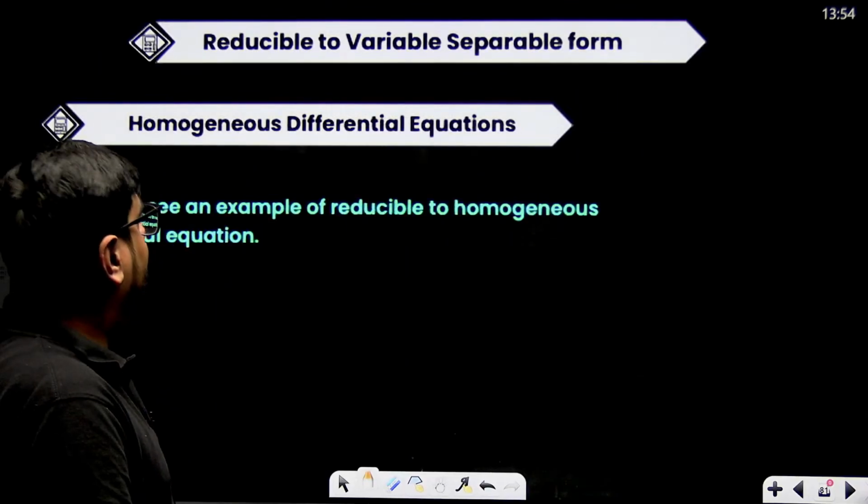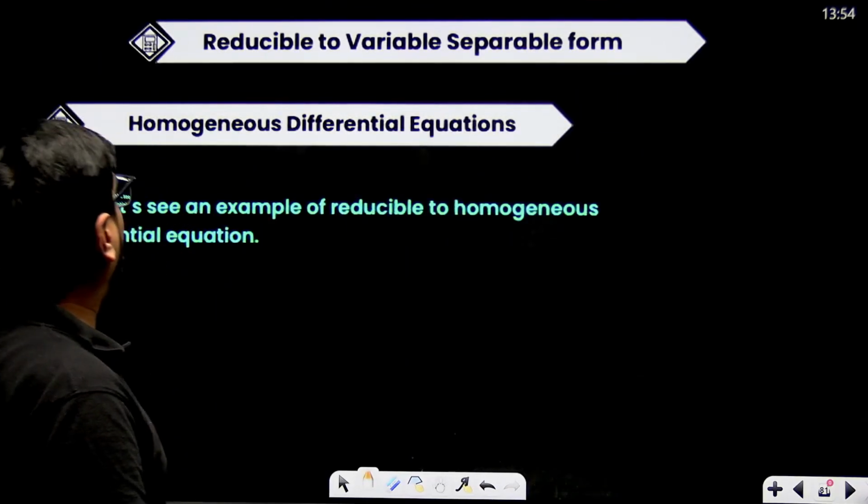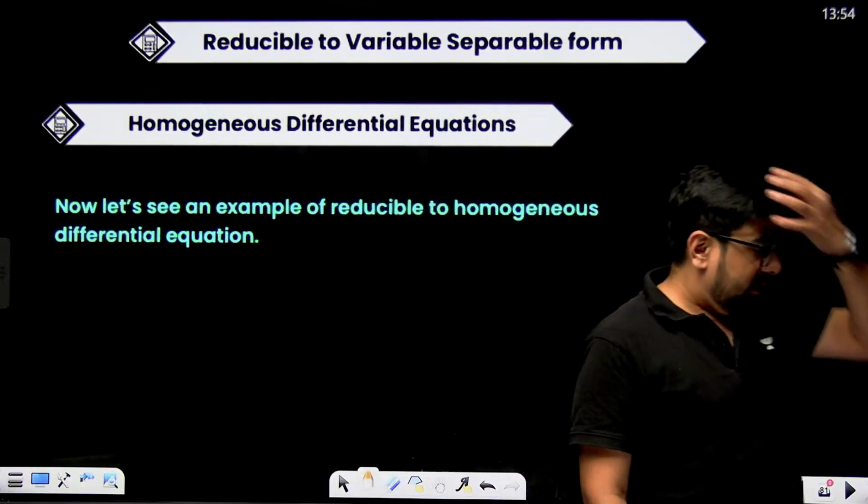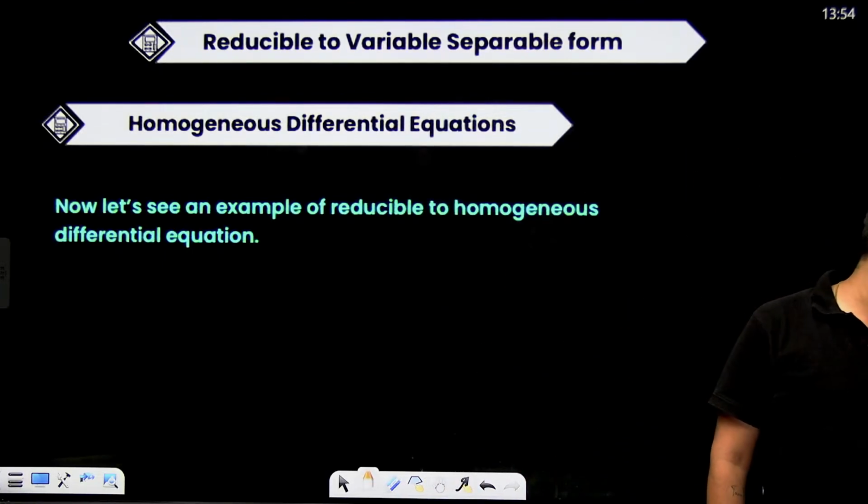So integration obviously is going to play the major role in all these questions, all the concepts of differential equation. We need to have a strong hold on integration processes first.